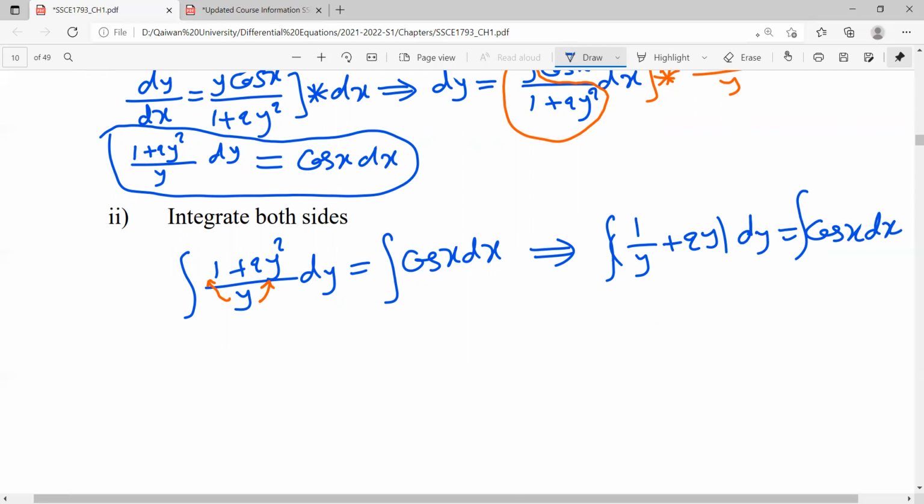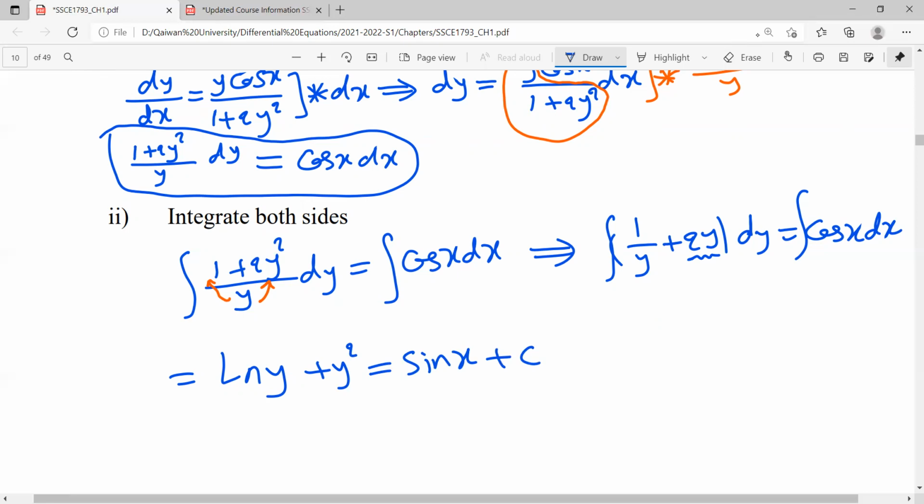The integration of 1 over y is ln y. How about the integration of 2y? It's 2y squared over 2, which is only y squared. The integration of cosine x is sine x, because the derivative of sine is cosine, plus c. So ln y plus y squared equals sine x plus c. This is the result, the general solution.